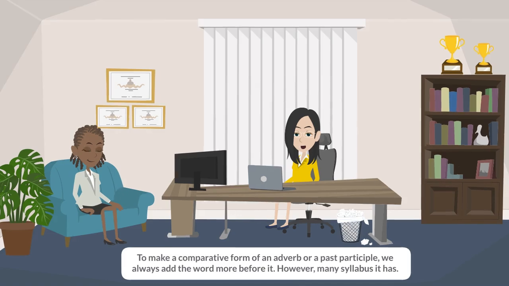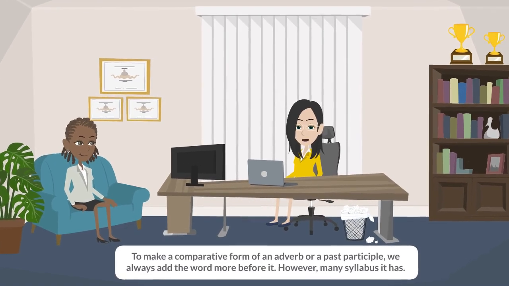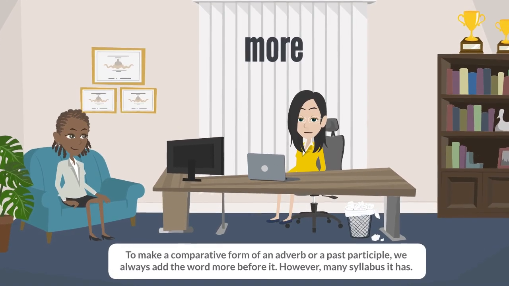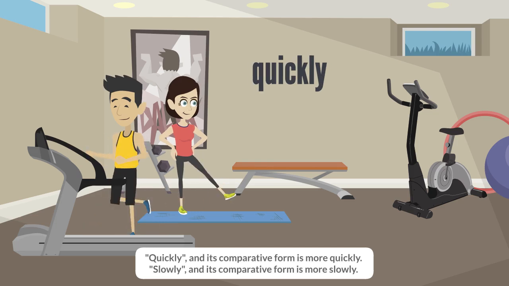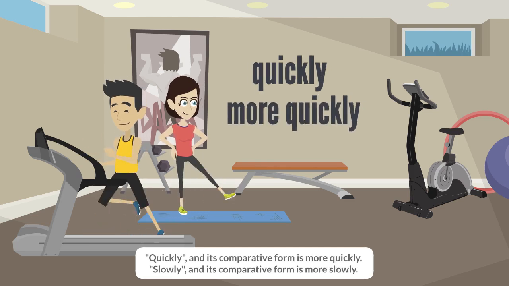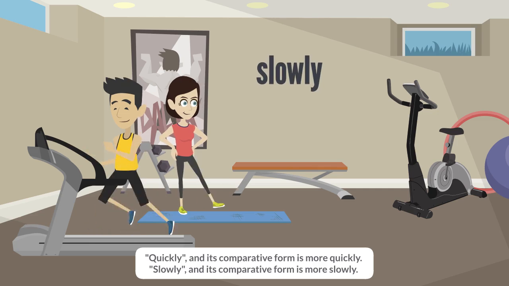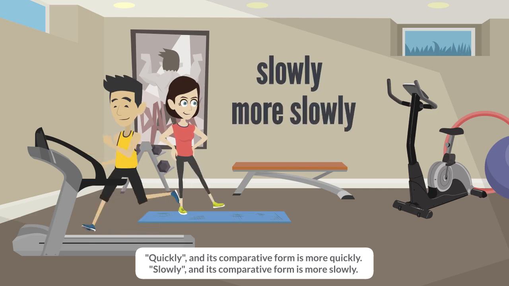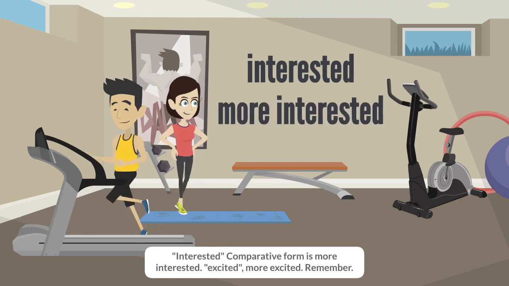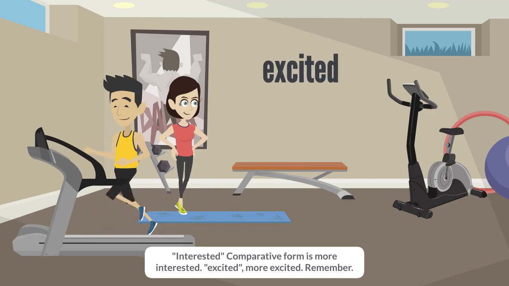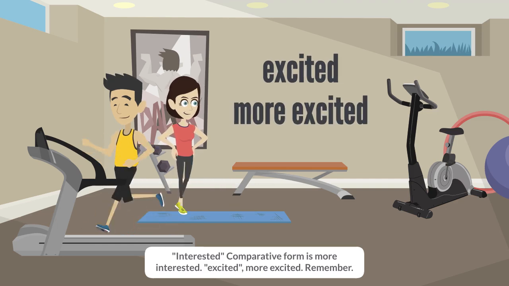To make a comparative form of an adverb or a past participle, we always add the word more before it. For example, quickly, and its comparative form is more quickly. Slowly, and its comparative form is more slowly. Interested. Comparative form is more interested. Excited. More excited. Remember it.